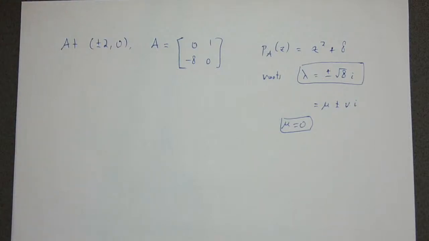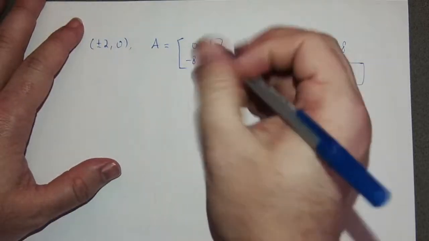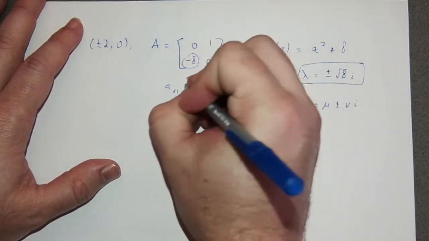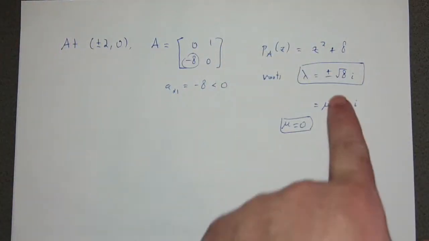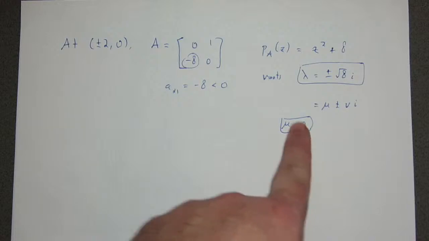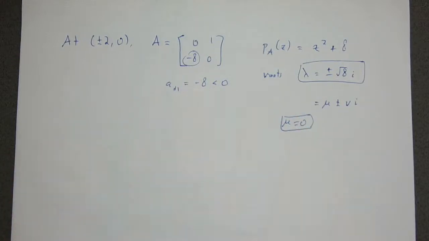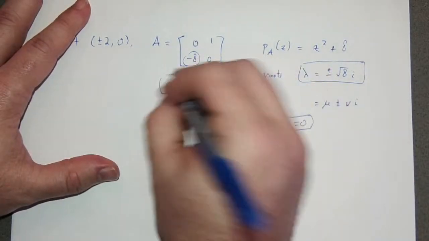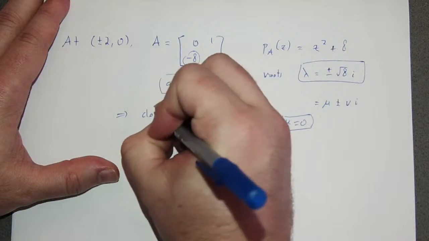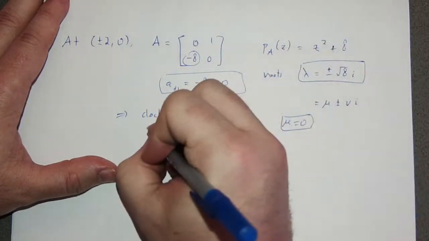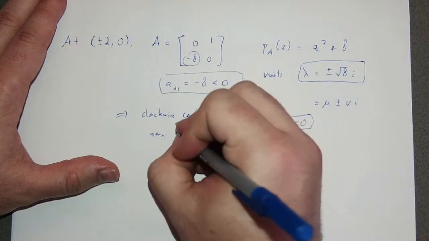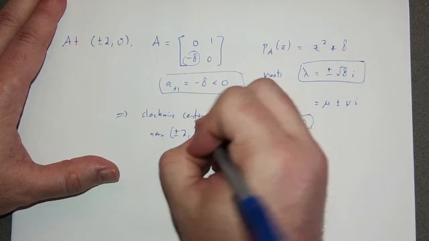So mu is 0. Notice also this entry, A21, is minus 8, which is negative. Complex roots, the real part's 0. A21 is negative. What does that indicate? Okay, this is a clockwise center. So clockwise center near plus or minus 2, 0.